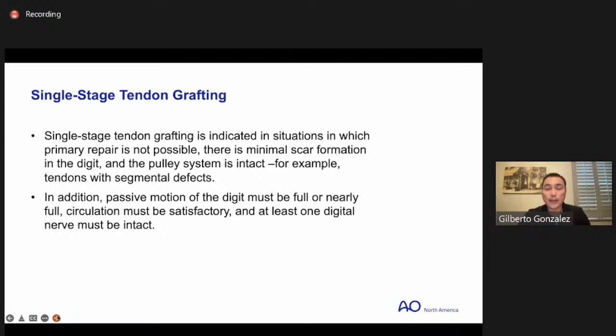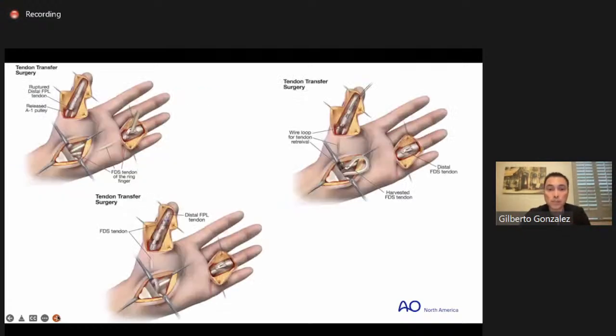Now, if we go in and identify that the gap is more than 1 centimeter, but the sheath system is intact, in continuity, and allows you to pass your catheter, then a single-stage tendon graft is recommended. For this single-stage tendon graft, you have multiple options that we're going to mention later. Or you can also use tendons in the vicinity.